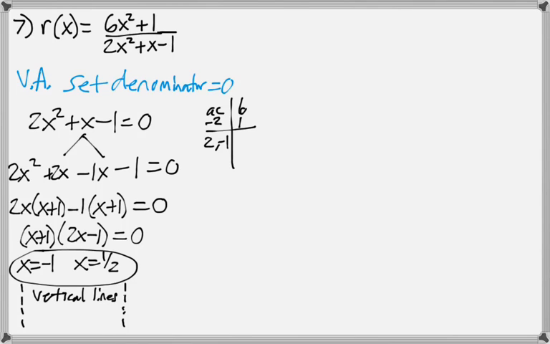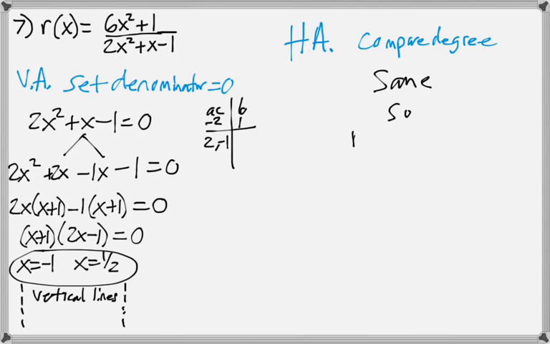Okay, and then for the horizontal asymptote, we want to compare the degree. So if you look at it, these both have a degree 2. So because they are the same, it means that it's the ratio of leading coefficients.